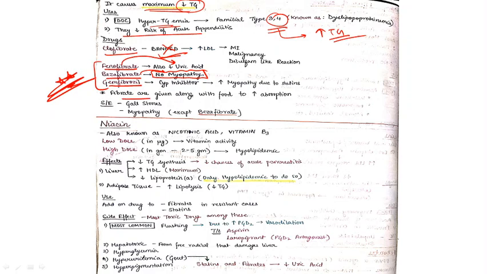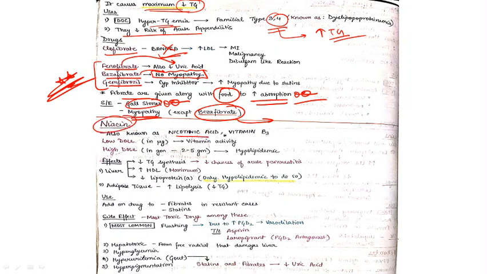And these fibrates are given generally along with food to increase their absorption. So this is also important. Now what are the side effects of these fibrates? Gallstone is the most important side effect, and myopathy, but bezafibrate does not show that myopathy side effect. Clear?